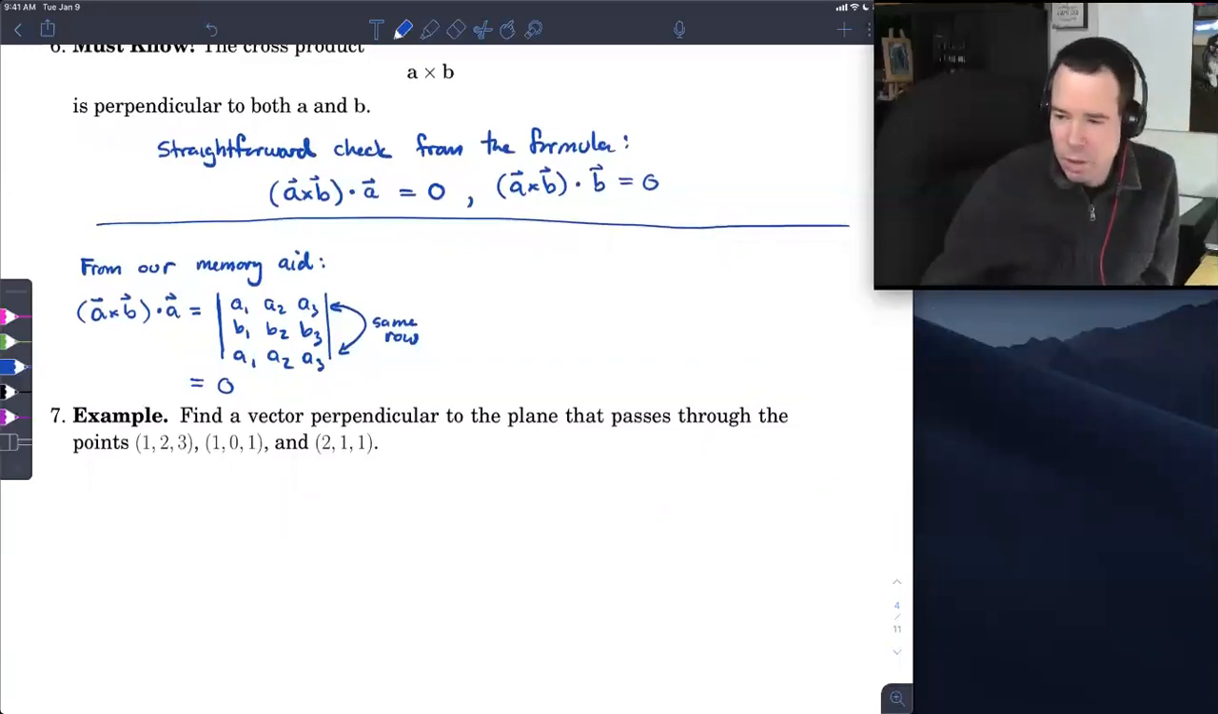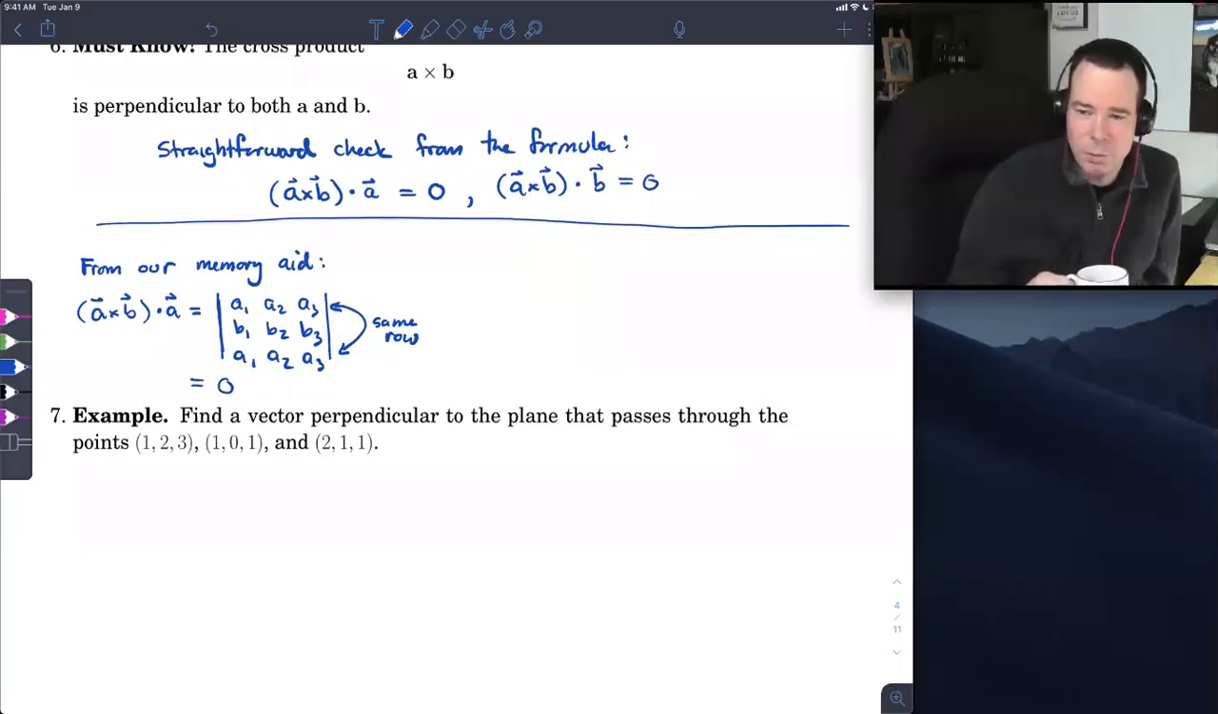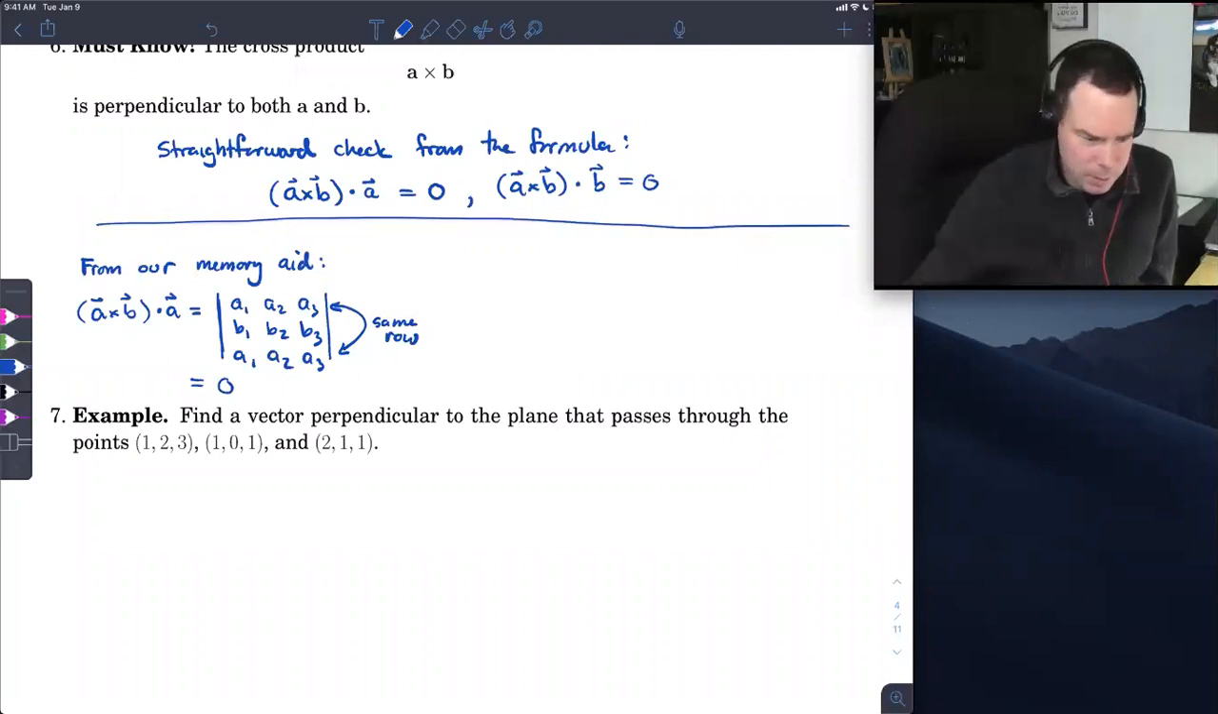So let's go ahead and now start to play with these ideas. We've got our definition of our cross product. We've got these basic properties. Let's do a bit of play with them.